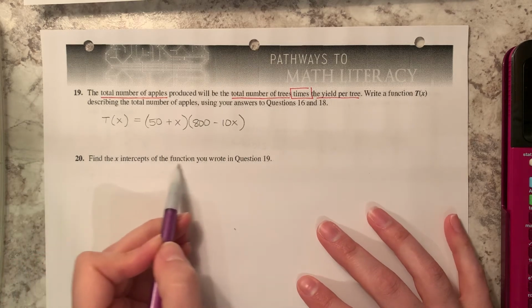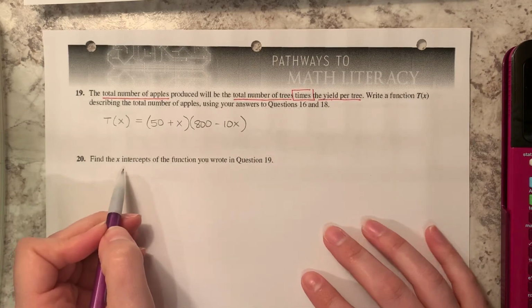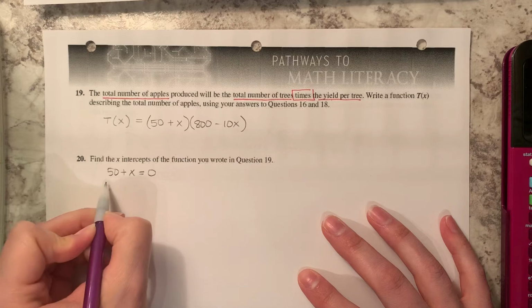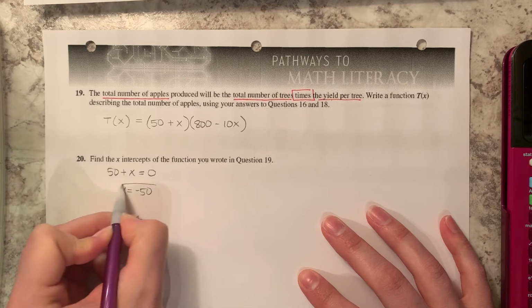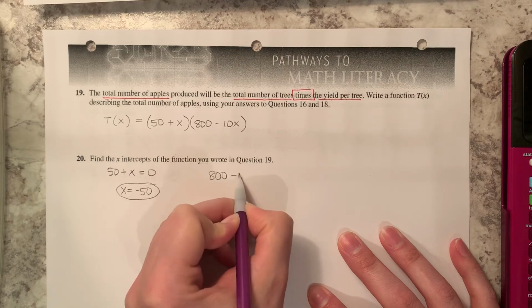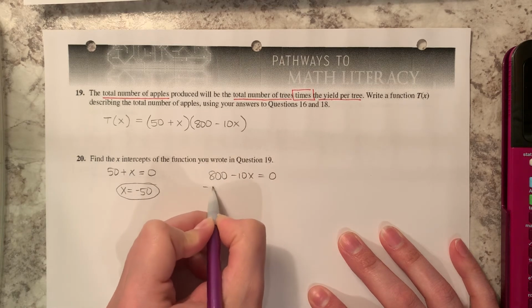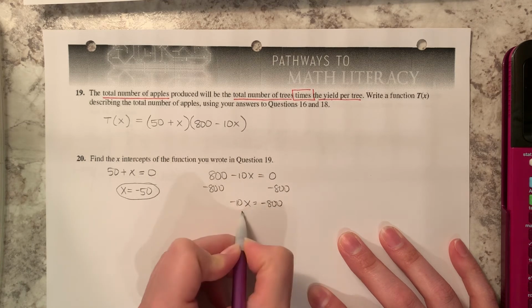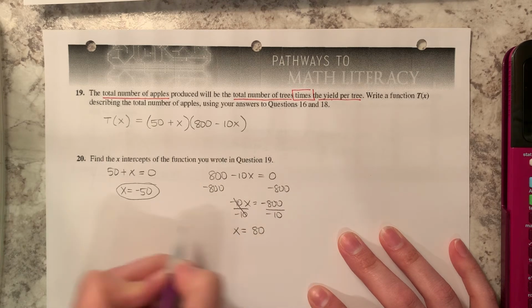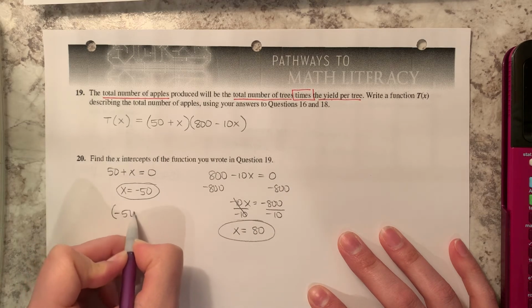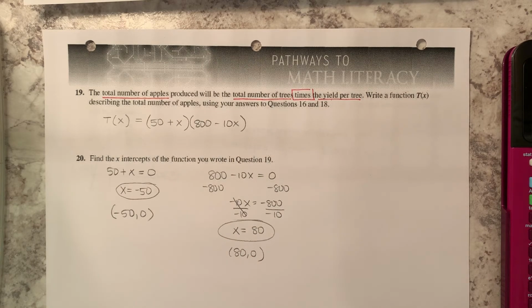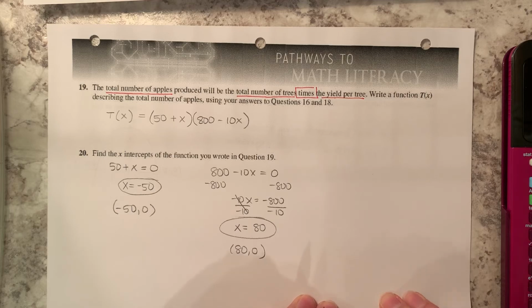Okay, now it says find the x-intercepts. So this is where the beginning of the lesson comes into play. I'm going to take the 50 plus x and set that equal to 0 to find the intercept here. I would subtract 50 and get negative 50. And then I'm going to take the 800 minus 10x and set that equal to 0. Subtract the 800. This one's a little bit more work than the others. Divide by negative 10. And that gets us positive 80. So we have negative 50, 0 and 80, 0 as our intercepts. Okay, now let's talk about what those mean, okay?